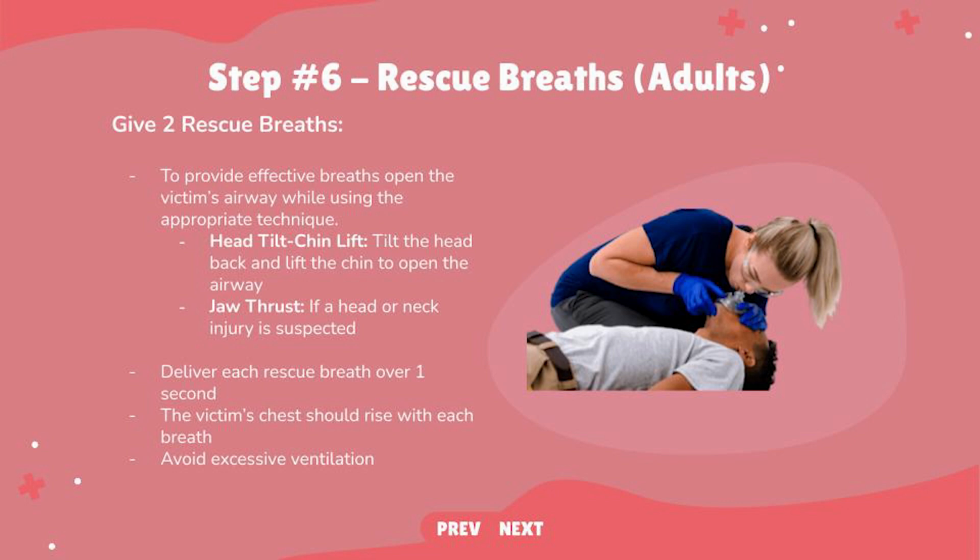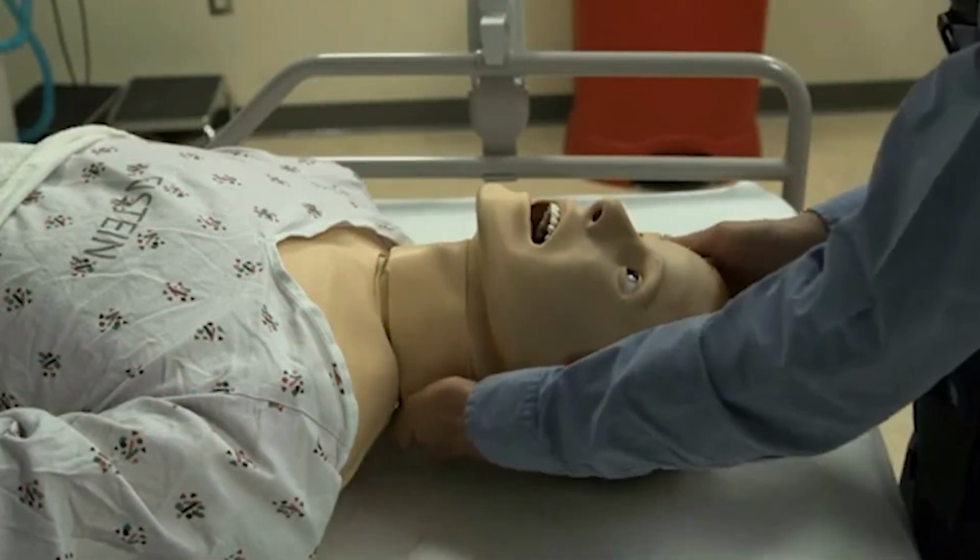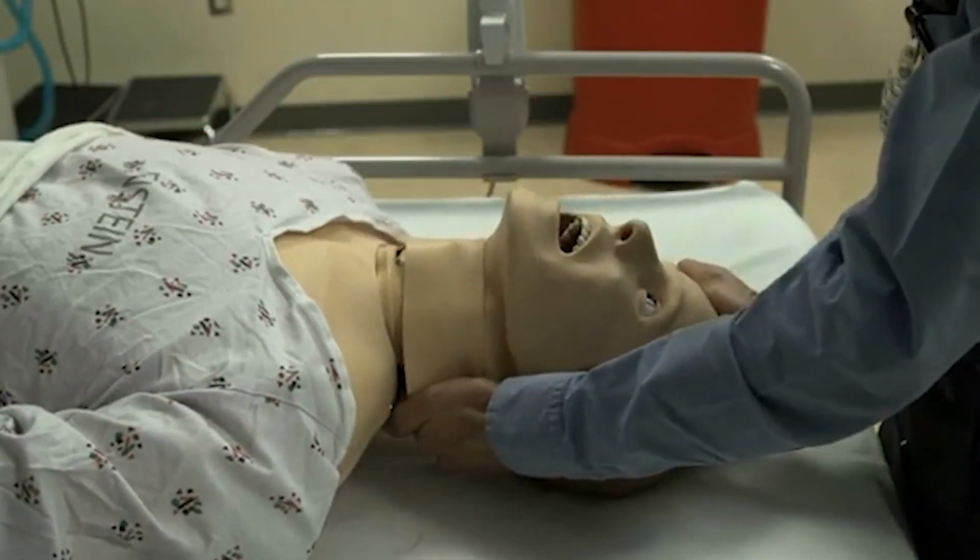After administering 30 compressions, the next step is to give 2 rescue breaths. To provide effective breaths, open the victim's airway while using the appropriate technique. Use the head tilt chin lift technique, as mentioned in the previous lesson, to open the airway. If a head or neck injury is suspected, do a jaw thrust maneuver. Deliver each rescue breath over 1 second, and the victim's chest should rise with each breath. Avoid excessive ventilation. This is a video of the head tilt chin lift maneuver.